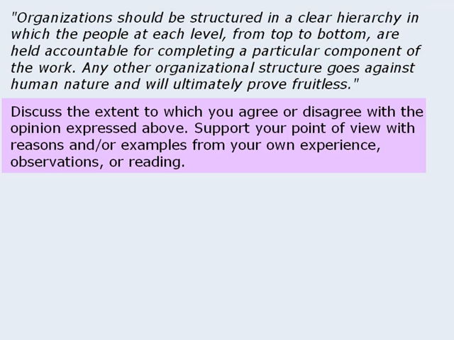The directions ask you to discuss the extent to which you agree or disagree with the opinion expressed above, and to support your point of view with reasons and/or examples from your own experience, observations, or reading.